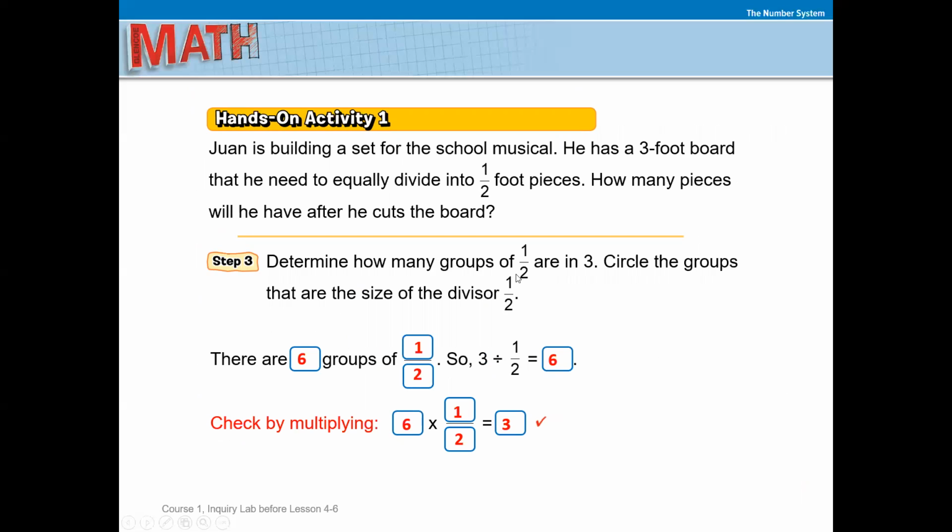Determine how many groups of 1/2 are in 3. Circle the groups that are the size of the divisor 1/2. There are 6 groups of 1/2, so 3 divided by 1/2 equals 6. 6 times 1/2 equals 3. Check.